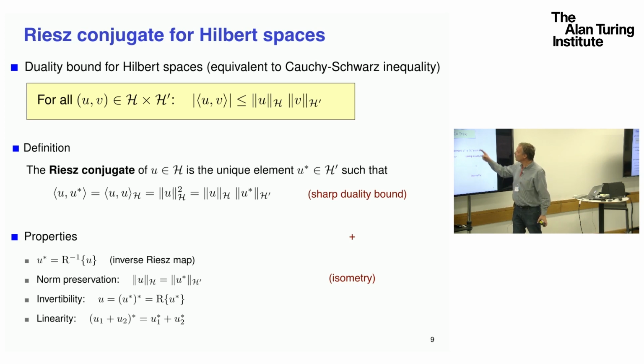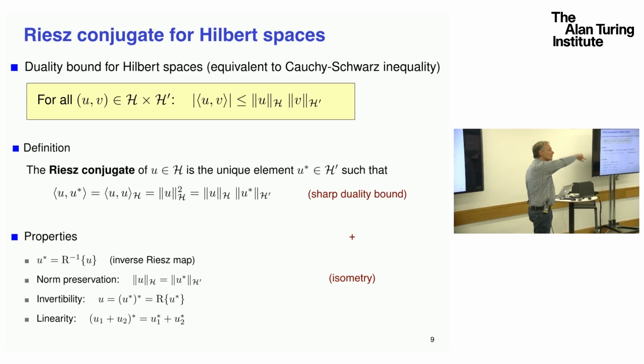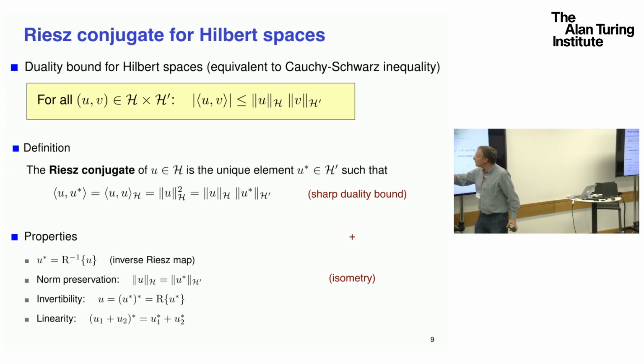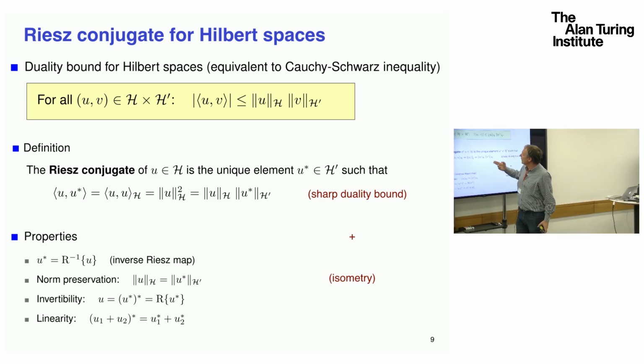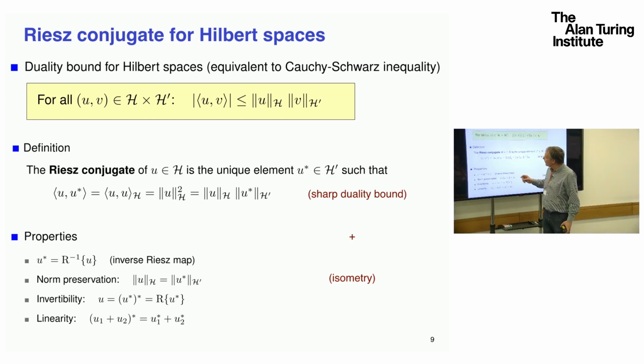Okay? And the other important property is that the Riesz conjugate has the same norm as the original. So it's the unique element that has the same norm and saturates the Cauchy-Schwarz inequality. And this defines the so-called Riesz map. It's actually a unitary map. You can invert it, so go from U to there and vice versa. So you have norm preservation, and it's invertible.